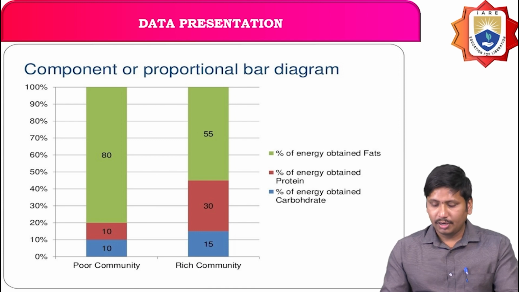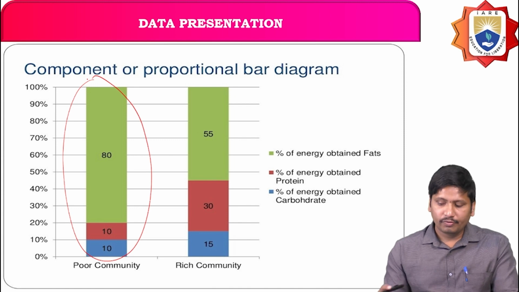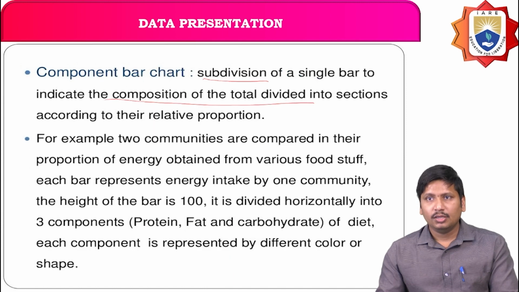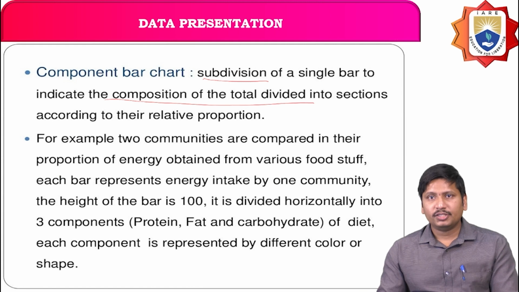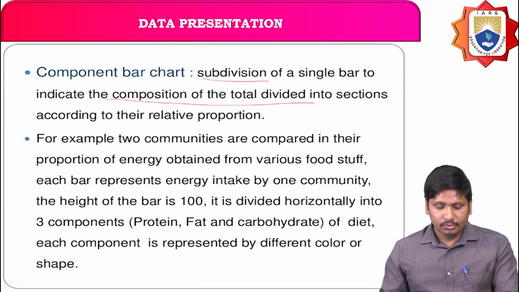So here, in a single bar itself you can represent the different sections, and each section refers to a particular portion of that one, right? So the subdivision of a single bar indicates the composition of the total divided into sections according to their relative proportion. Let's see the example now.